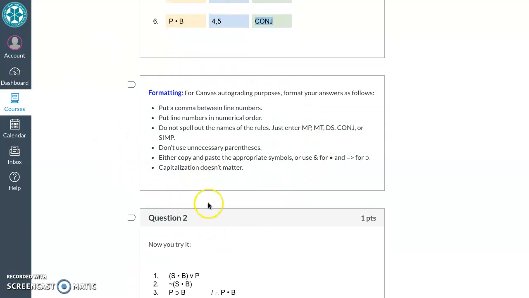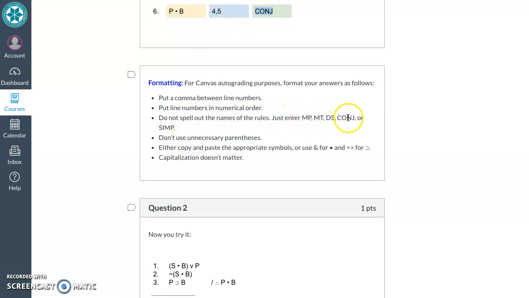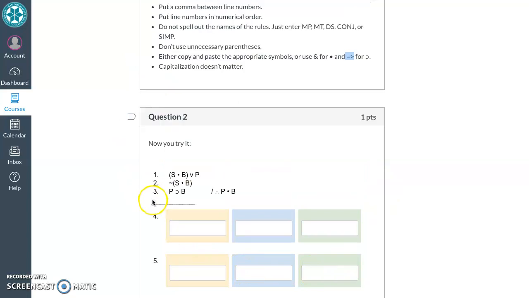Here are some formatting tips for completing proofs in Canvas because they are auto-graded. There are a couple of pretty straightforward things you need to follow, so be sure to put a comma between line numbers and put the line numbers in numerical order. It really doesn't matter logically, but this is what Canvas is going to look for. Don't spell out the names of the rules, just use their acronyms. Don't use unnecessary parentheses. Ideally, just copy and paste symbols if you want to use them, but you can use the ampersand for the dot, and an arrow instead of the horseshoe. Capitalization doesn't matter.